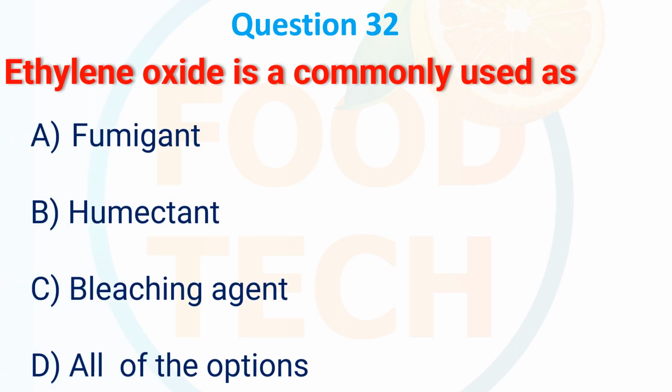Ethylene oxide is commonly used as A. Fumigant. B. Humectant. C. Bleaching agent. D. All of the options. The answer is A. Fumigant.